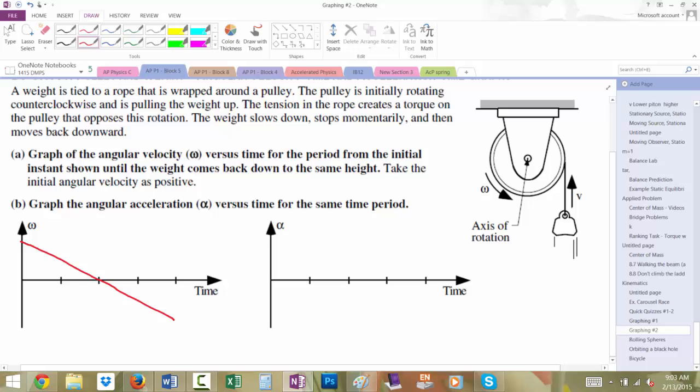The acceleration is going to be constant and negative. Even if I don't really understand what the acceleration is doing, can I get that information right from this graph? Yeah, because the values for alpha are going to be the what from the omega graph? Slope. Constant and negative. Right? Is that okay? We were right.